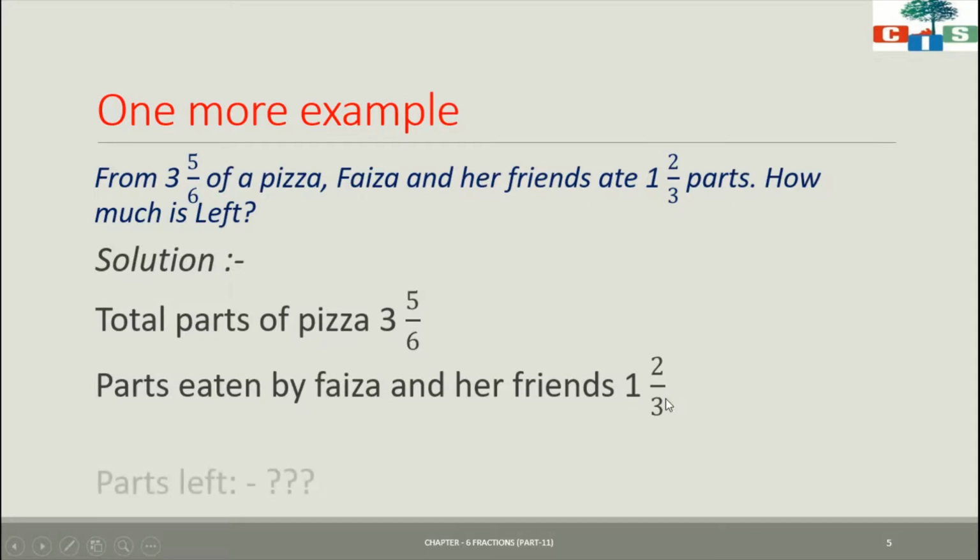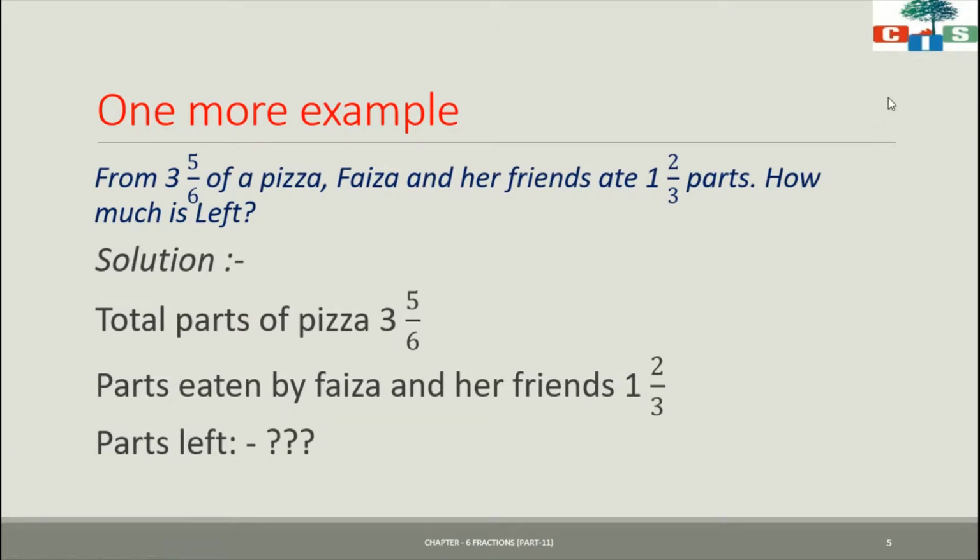And what we have to find? We have to find parts left. So how many parts left, that we have to find. Okay scholars. So since left is the keyword for subtraction, this story sum is related to subtraction. We have to subtract. What we have to subtract? We have to subtract total parts of pizza minus parts eaten by Faiza and her friend. It will give us the parts left after eating.